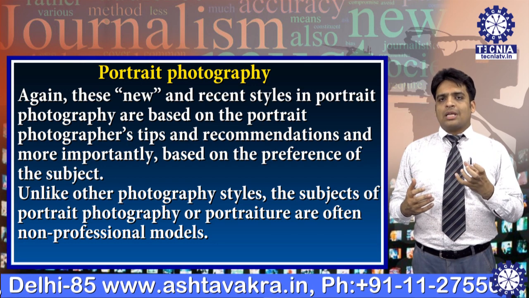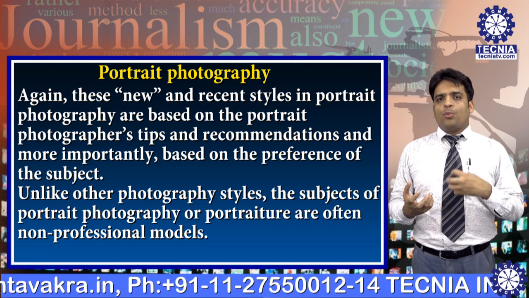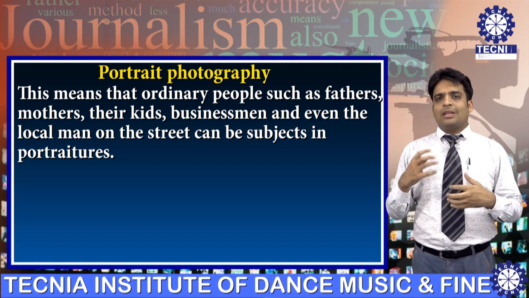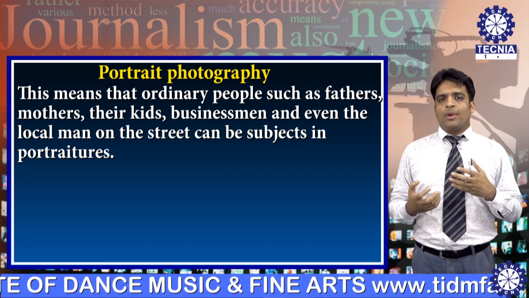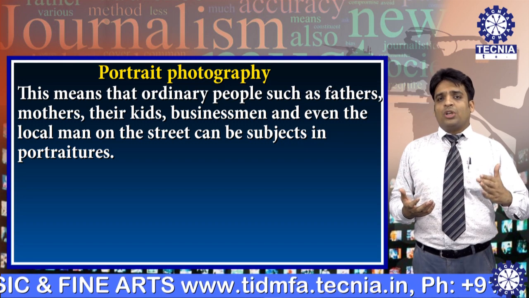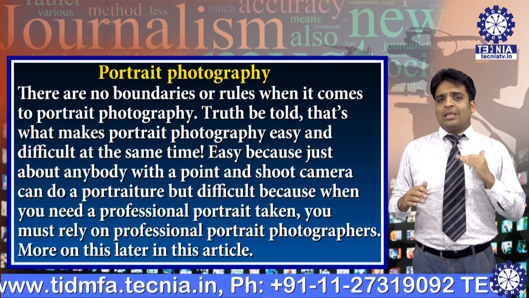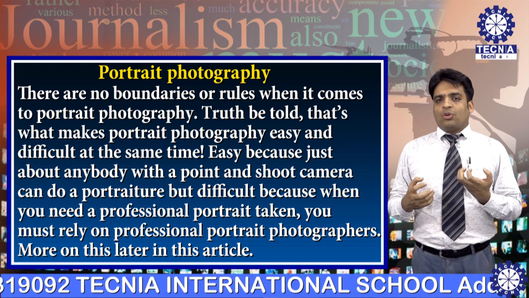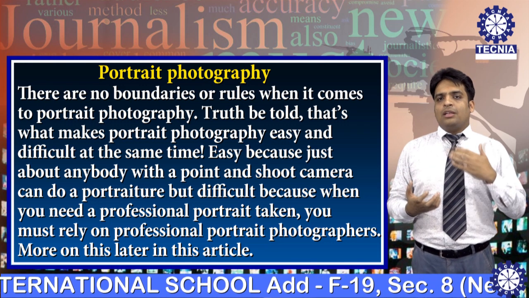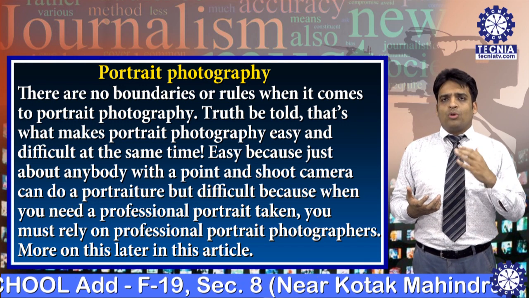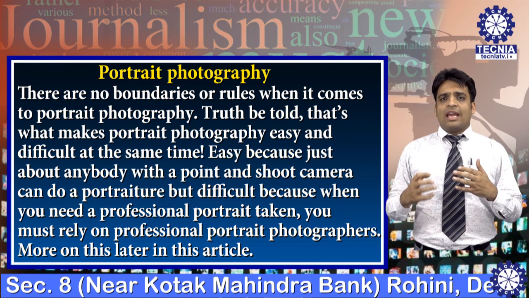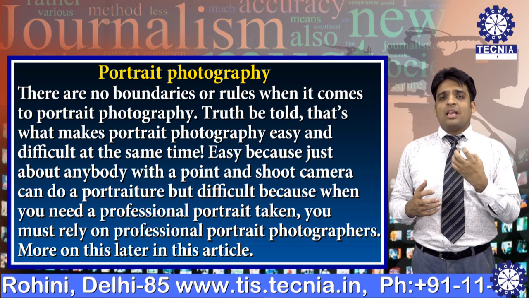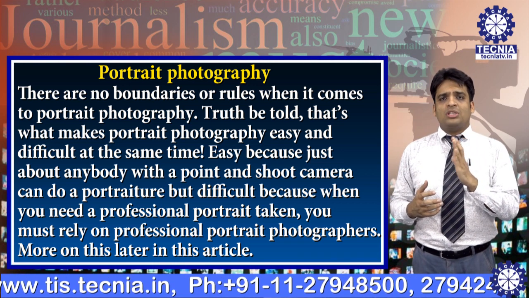Unlike other photography styles, the subjects of portrait photography are often non-professional models. This means that ordinary people such as a father, mother and their kid, businessmen and even the local man on the street can be subjects in portraiture. There are no boundaries or rules when it comes to portrait photography. Truth be told, this is what makes portrait photography easy and difficult at the same time. Easy because just about anybody with a point and shoot camera can do a portrait, but difficult because when you need a professional portrait taken, you must rely on professional portrait photographers. More on this later in this article.